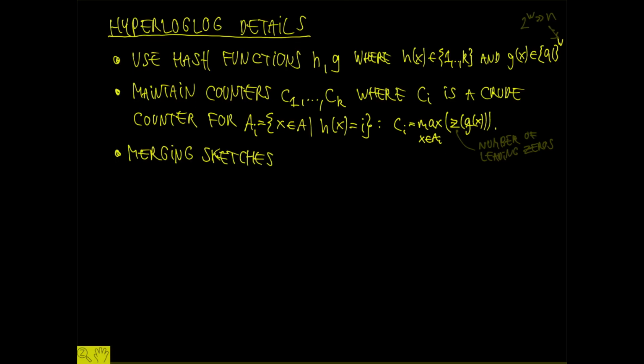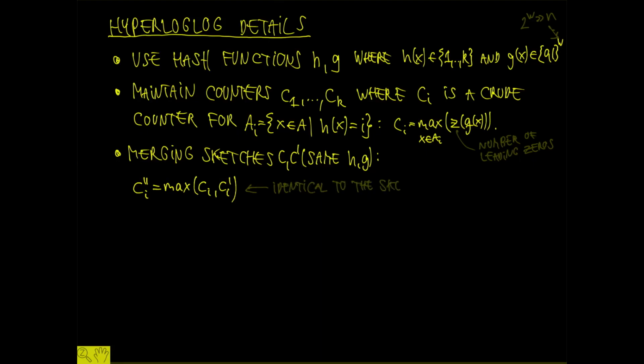It's easy to see that we can update this under insertions, and also that if we want to merge two sketches, call them C and C prime, we can do it by simply taking the coordinate-wise maximum of the values. And what we get out of this is exactly identical to a sketch in which all the elements that were ever inserted in either C or C prime were inserted.